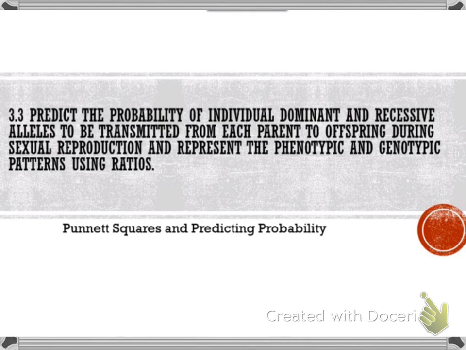Hey guys, this is predict the probability of individual dominant and recessive alleles to be transmitted from each parent to offspring during sexual reproduction and represent the phenotypic and genotypic patterns using ratios. Ooh, that's a whole lot of words.